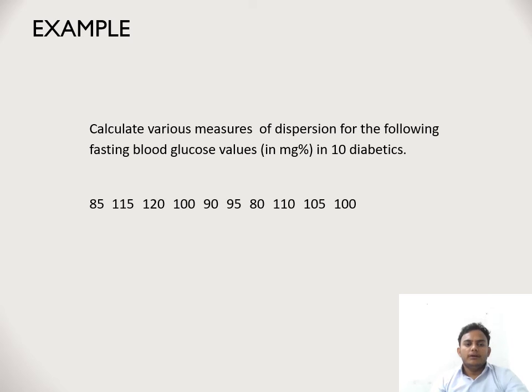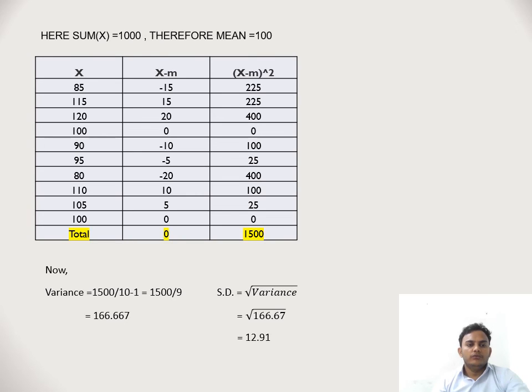Here is another example. Calculate various measures of dispersion for the following fasting blood glucose values in milligram percent in 10 diabetics. For range, we need to search for the smallest observation, which here is 85, and the largest observation is 120. So the range is the largest observation, 120, minus 85. So 35 is the range.